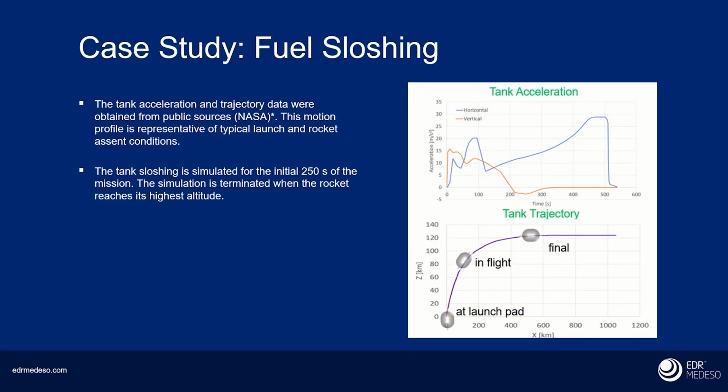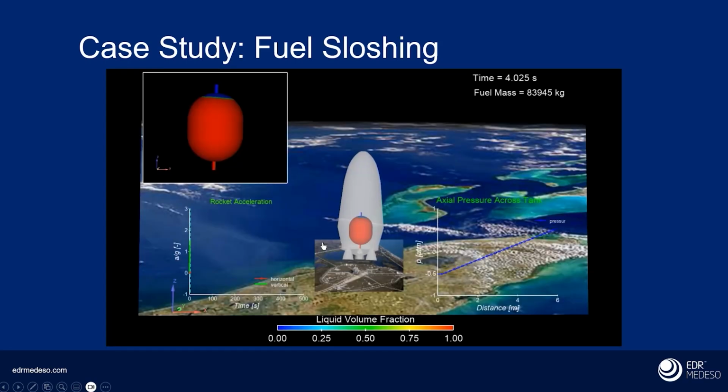So typically then, this is the input profile that we have here. So acceleration in terms of horizontal acceleration and vertical. So the horizontal acceleration there is giving us the sloshing, and this simulation is run for the first 250 seconds of the mission. And this is just a typical representation of the tank trajectory as it's being launched. So I've got an animation here, which I'm going to show you. This has been completed by Ansys.